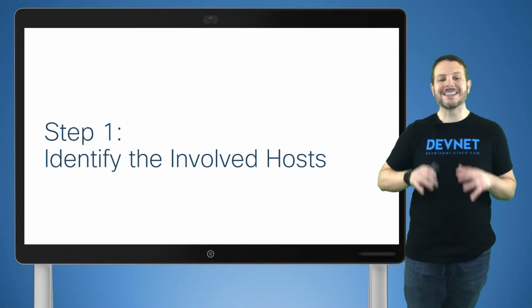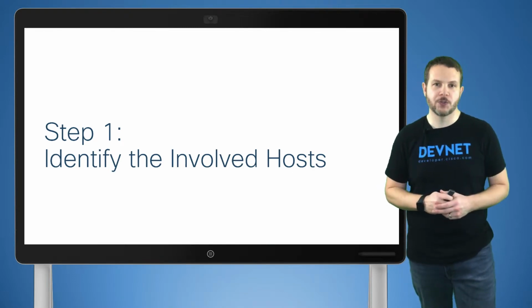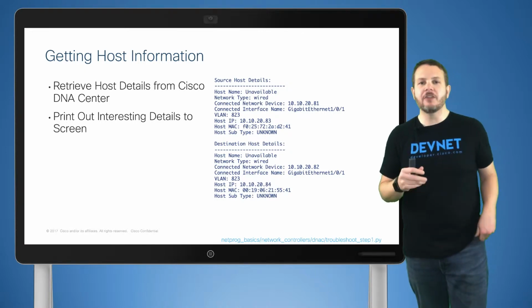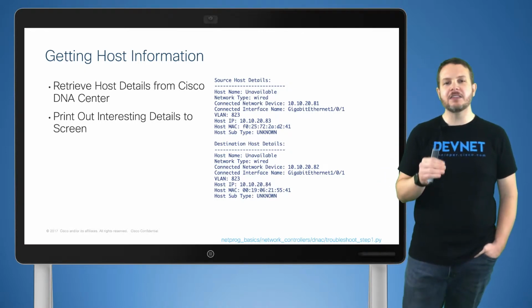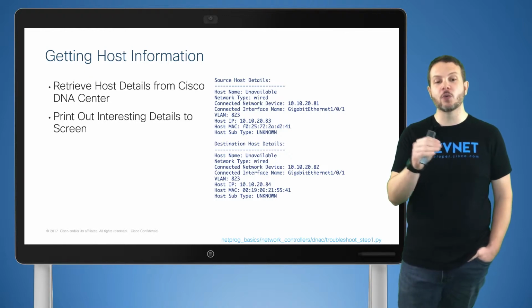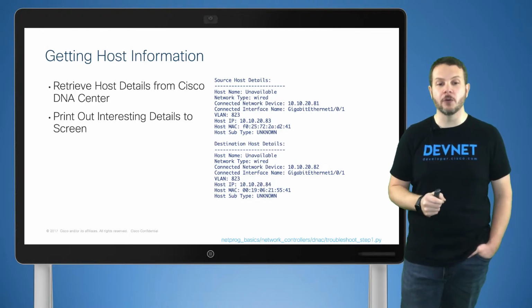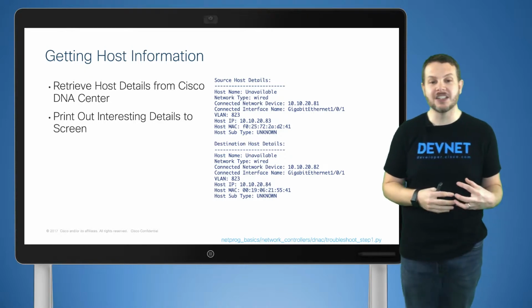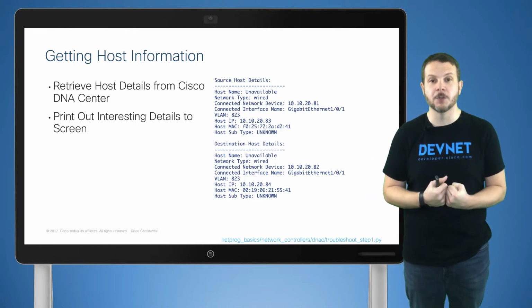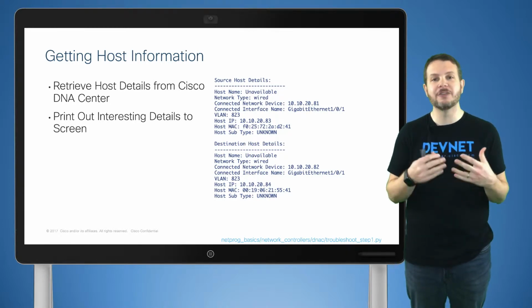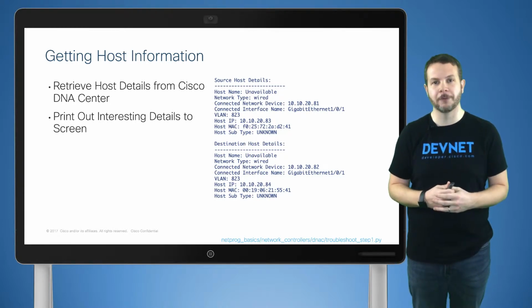Step 1, identify the involved hosts. Now for this one, this is what we want to output. We want to give our script details to say, provide information about the source host and the destination host. What is the host name, if it's known? What network device is it connected to? What interface is it connected to? VLAN configuration, IP, MAC information, all of this different information. This is what we want to output.